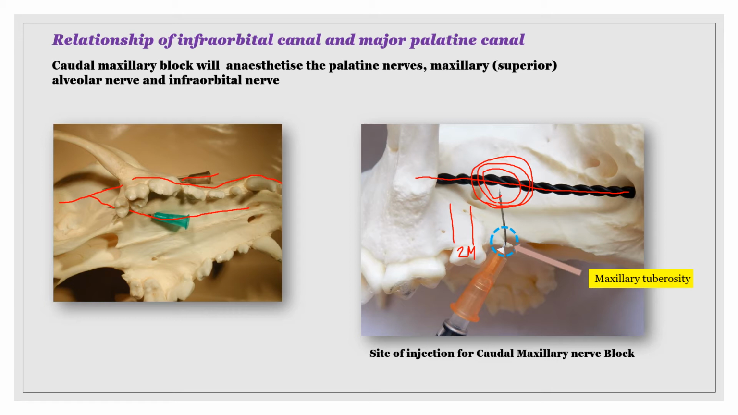The other landmark that we use is the maxillary tuberosity, which is just behind the second molar tooth. It's a demarcation between the hard palate of the maxilla and the soft palate, in this area here.